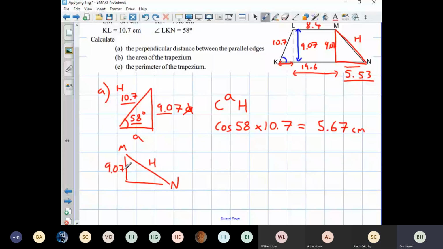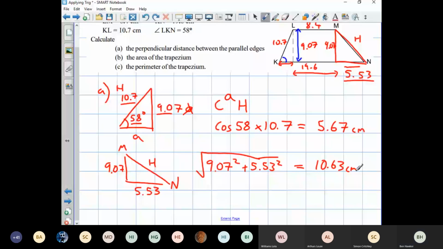9.07 is my height, 5.53 is my adjacent, and I don't know the angle, therefore I'm going to use old friend Pythagoras. 9.07 squared plus 5.53 squared, to find the hypotenuse, so we add, and that gives me a value of 10.63, I believe. 10.63. Again, the more decimal places you can use here, the more accurate you will be, but there will be an error range for this.